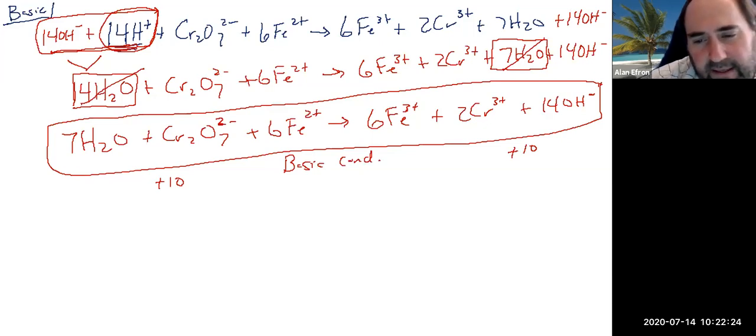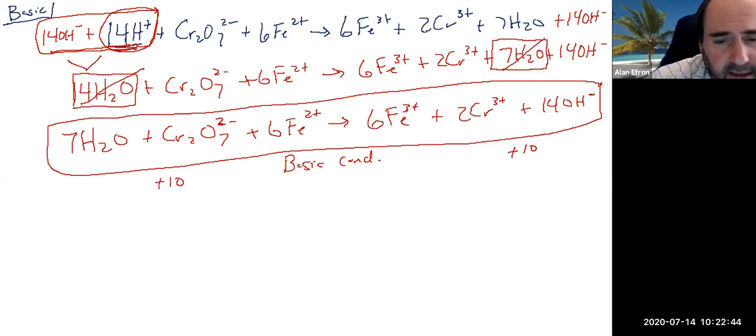And that really is sort of the easiest way to do it. Just balance it like acidic conditions, and at the end add OH minus to both sides, and whichever side has the H plus will make the water, basically. And then you can reduce down the waters.